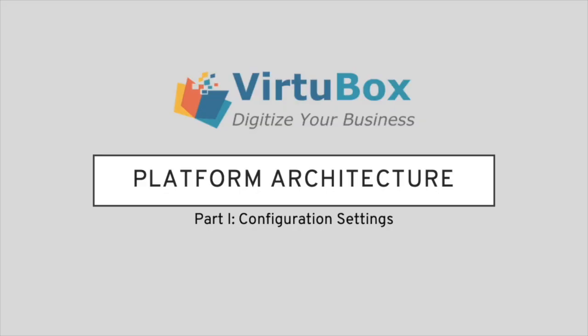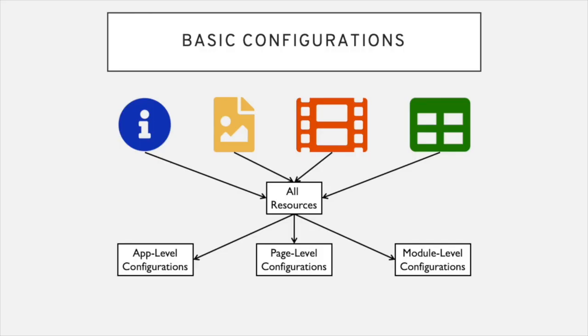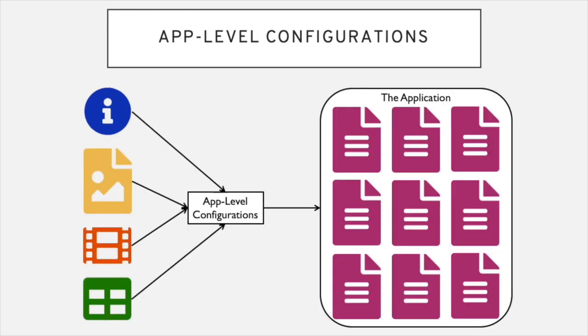In this tutorial, we will give you an idea about the platform architecture so that you can plan your project better and more effectively. The project comprises basic configurations, which include information, assets, and other resources that are applied at different levels, such as the app level, page level, and module level.